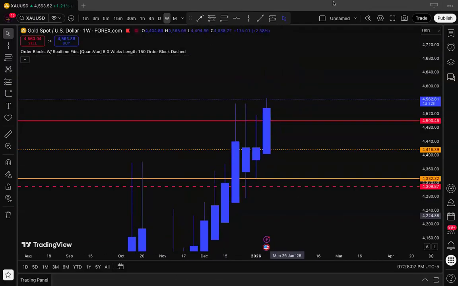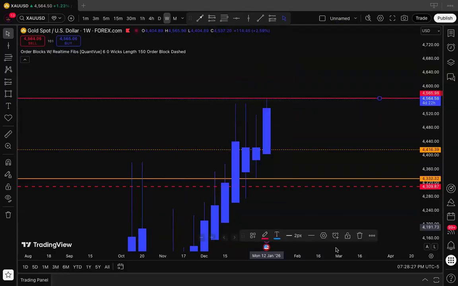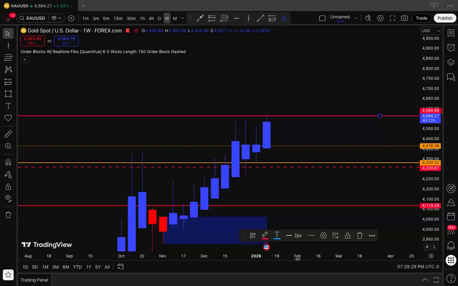Okay, right now we're gonna start with gold. Gold just made another high. So we got the overall high weekly and monthly for gold is 45.65.98. That's likely gonna break, so adjust it accordingly.